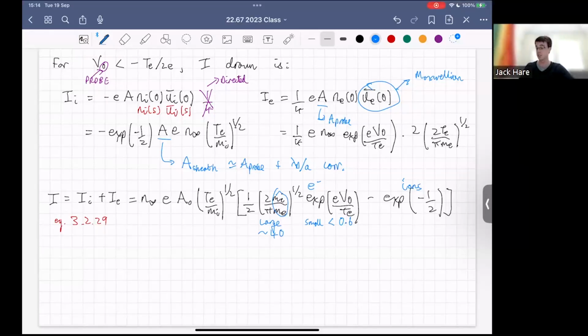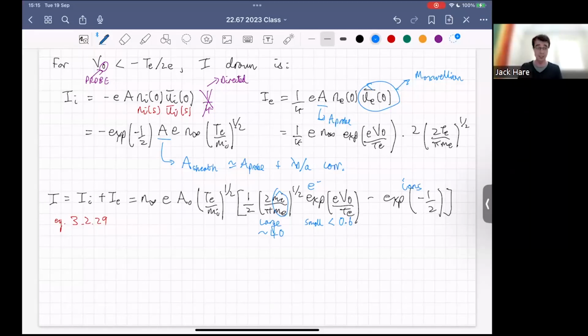Yes, Sean. In Hutchinson's version, he has the ion term multiplied by the sheath area over the probe area. Are you just saying that that's about 1? Yeah, exactly. So he puts in this ratio. And like I said, it is kind of important, but it's one of the things I'm glossing over in this class. But you're quite right, it's there. I've just set the area of the sheath over the area of the probe equal to unity. Got it. Thanks. Cool. Any other questions?